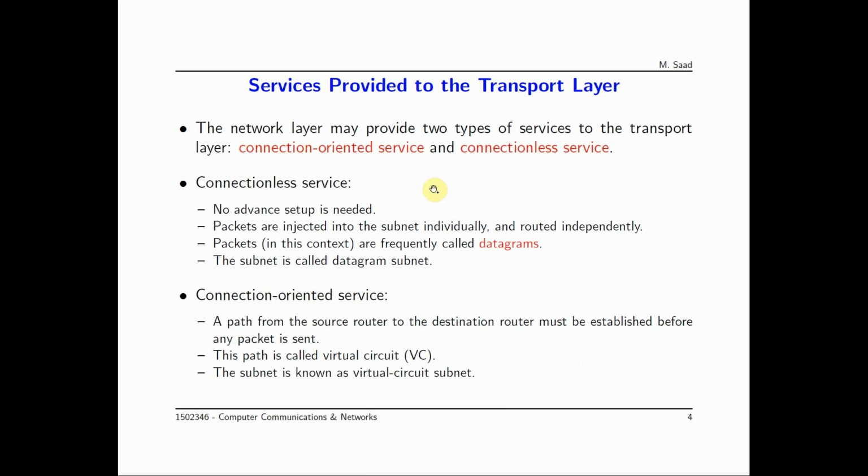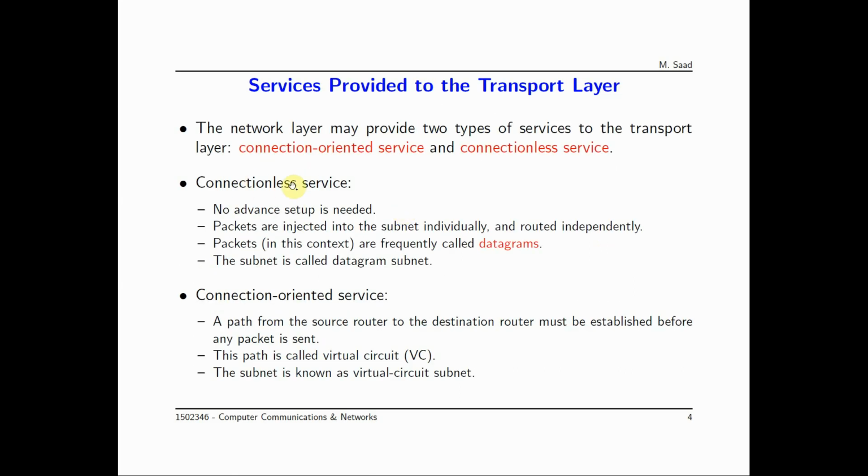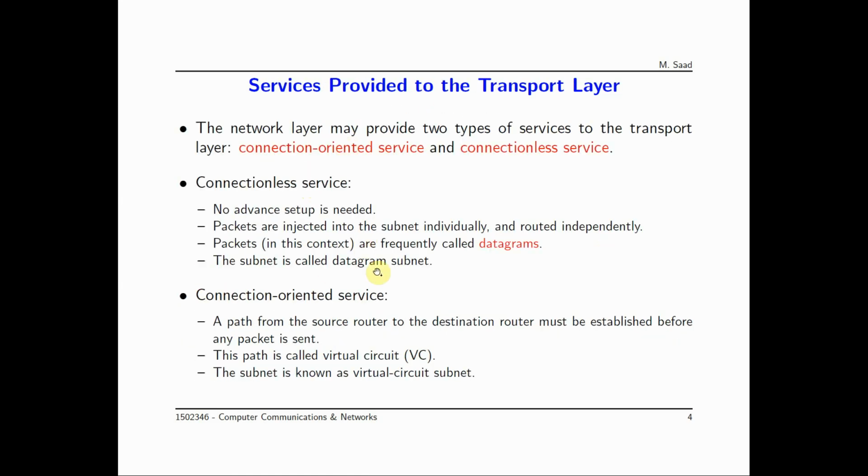on the network conditions. So we have no advanced setup. In connectionless services, we don't have the notion of choosing a path and fixing it or reserving it. Packets are injected into the network individually and routed independently. As long as our subnet provides a connectionless service, packets are also called datagrams. So what is a datagram? It is just the name of the packet in case packets are delivered according to a connectionless service. The network or subnet itself may be called a datagram subnet.